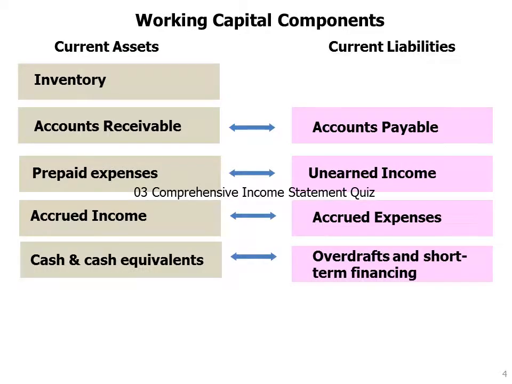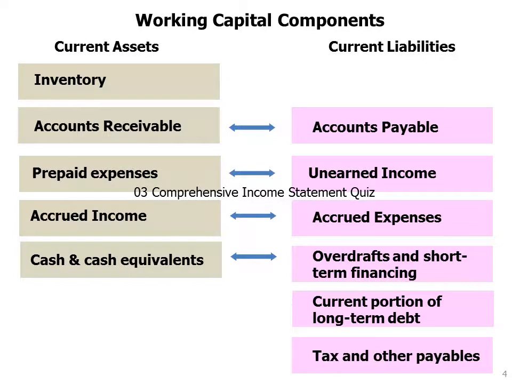And our last pair of related items are cash and cash equivalents and overdrafts and short-term financing. A company that holds a lot of cash and cash equivalents will tend to have no overdrafts or short-term financing. And likewise, if a firm requires an overdraft or short-term financing, it will keep the amount of cash that it has as low as possible. And finally, we've got 2 items on the current liabilities side which do not have corresponding items on current assets. So the current portion of any long-term debt, so this is principal or interest on long-term debt that is payable within the next 12 months, and any tax and other payables which are due for payment within the next 12 months.